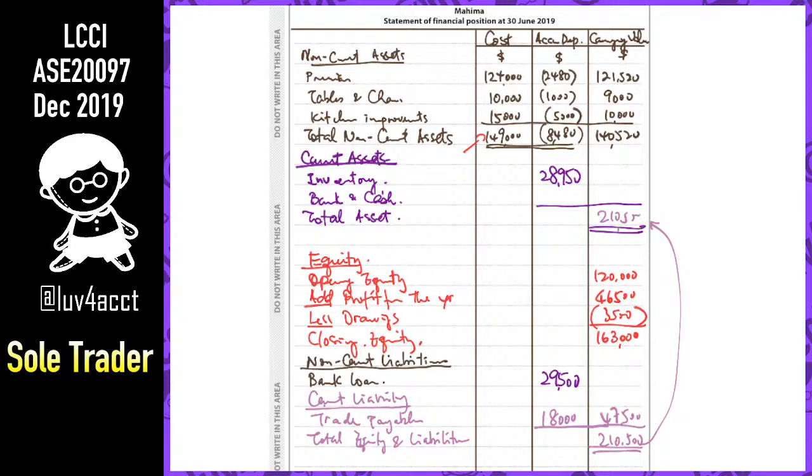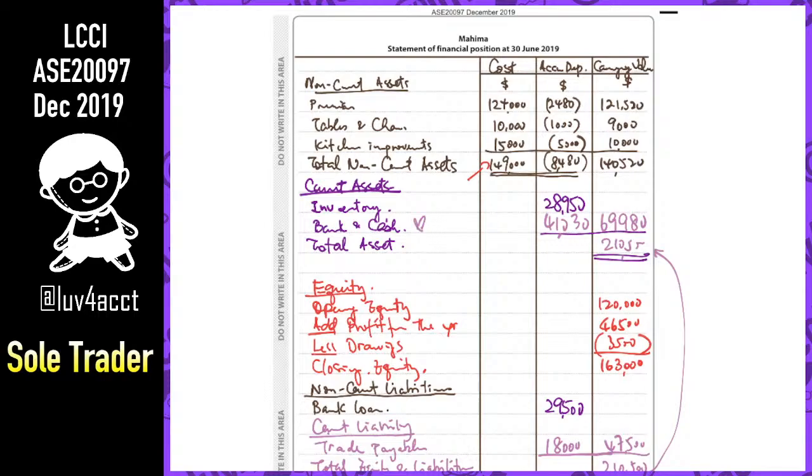So 210,500 will go back here. 210,500 minus 140,520 being 69,980, and then minus 28,950 gives 41,030. Okay, finish. This is the last item that we fill in. Done.